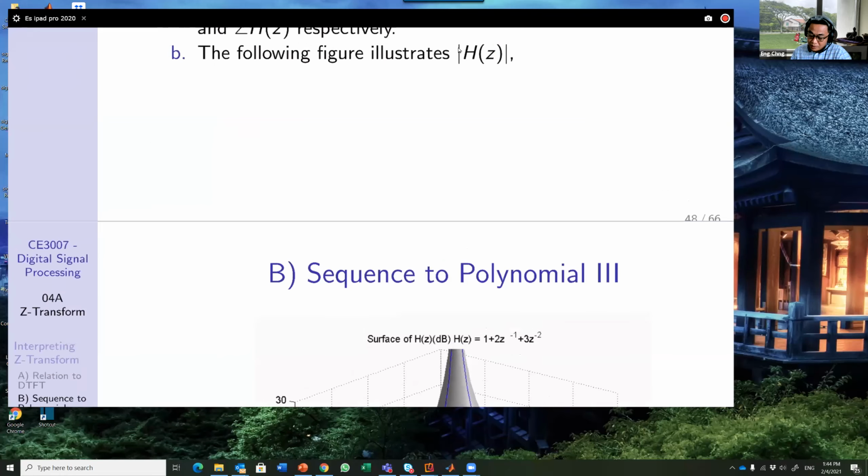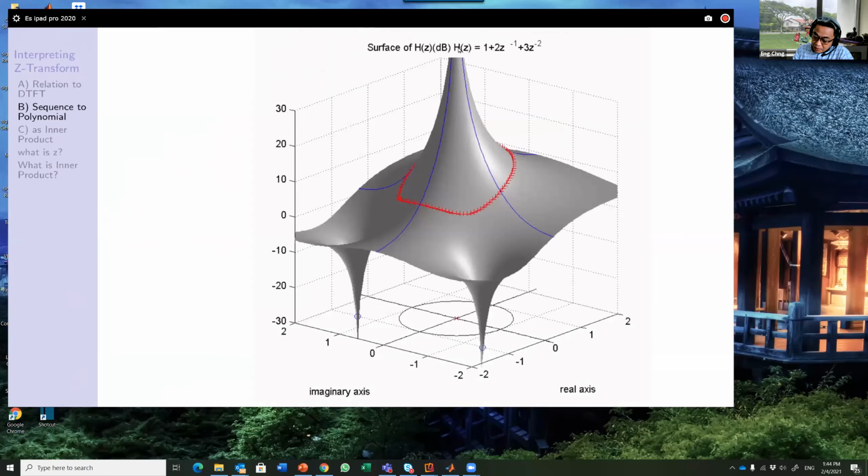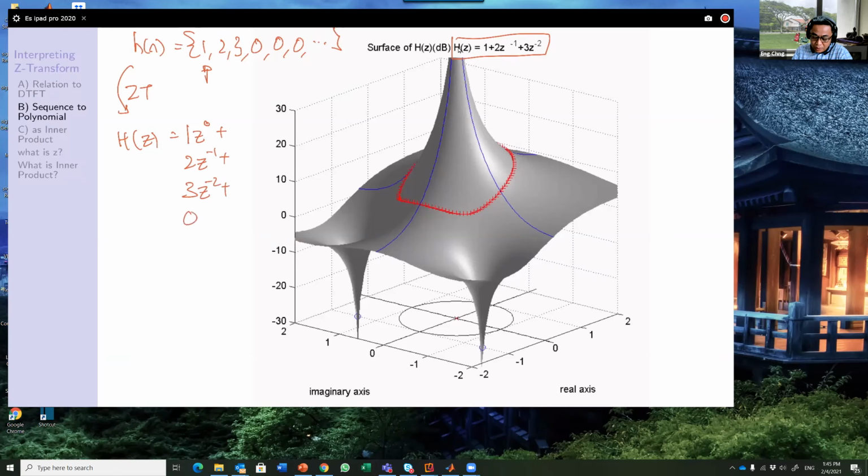Then we come to this guy. Our problem, h of n equals 1, 2, 3. And I say now, perform Z transform. And I get h of z equals 1 z to the 0 plus 2 z to the minus 1 plus 3 z to the minus 2 plus, and actually if you really want to, you can do this, but nobody does this anyway, right? So this guy goes away.